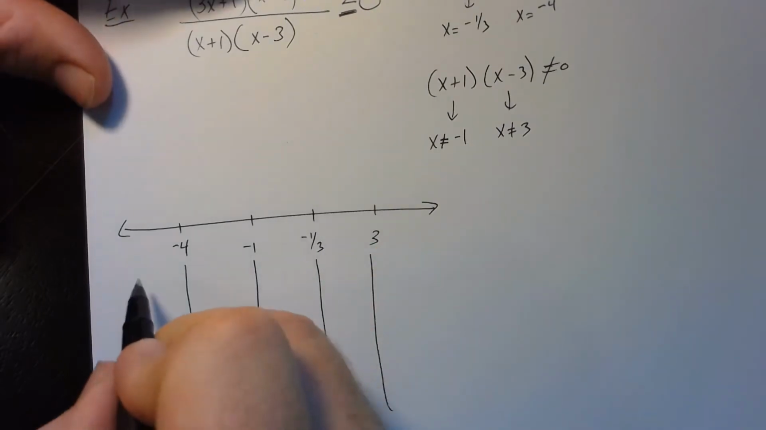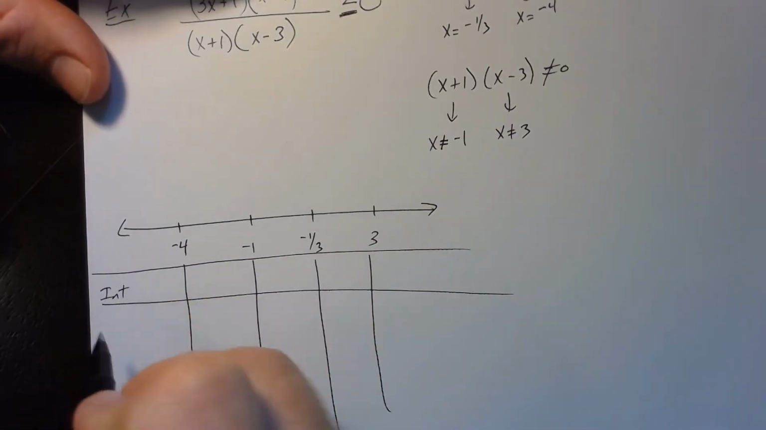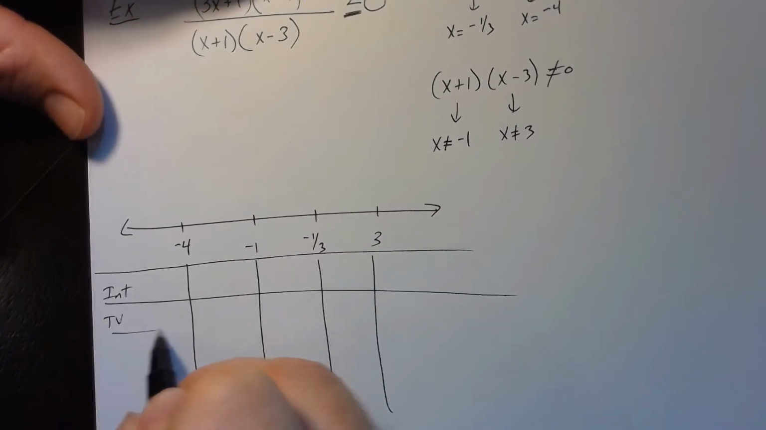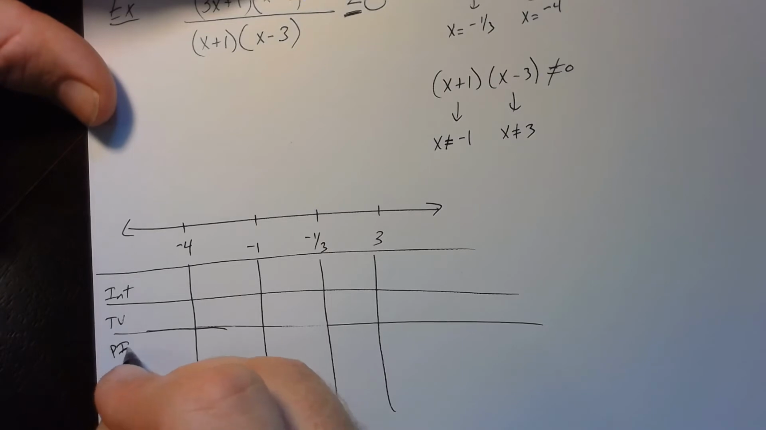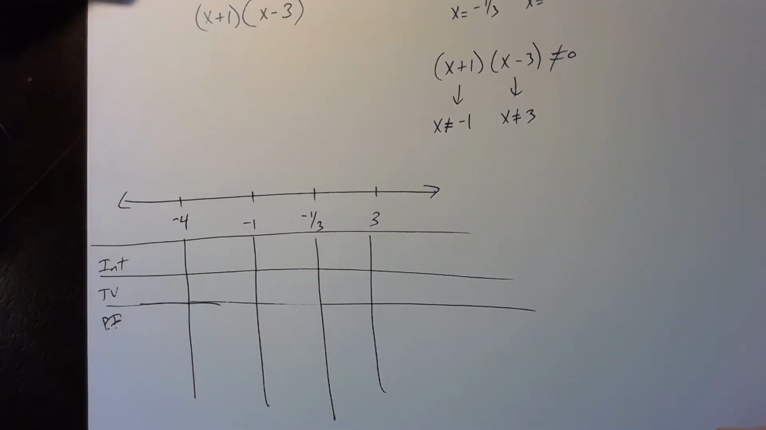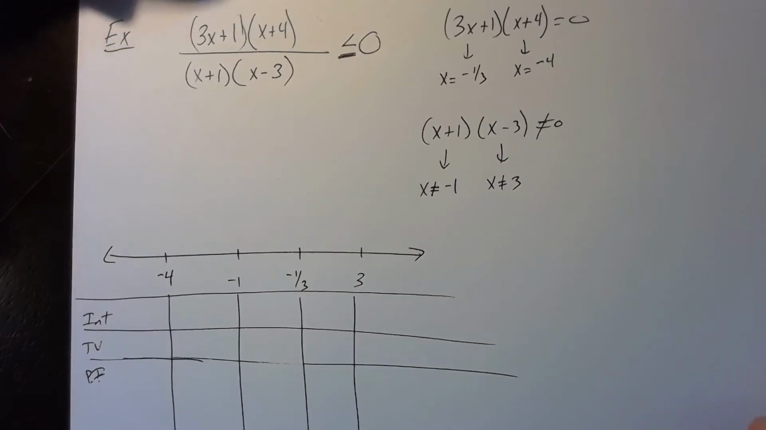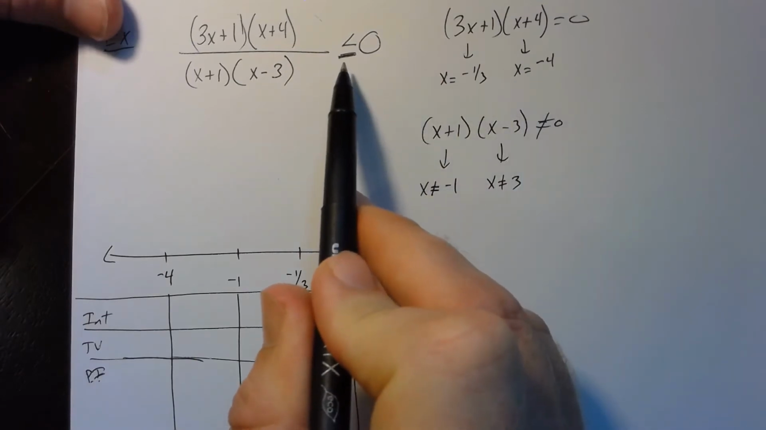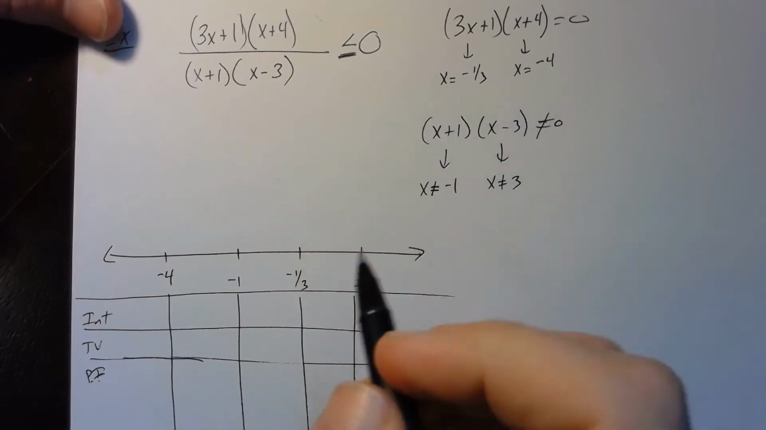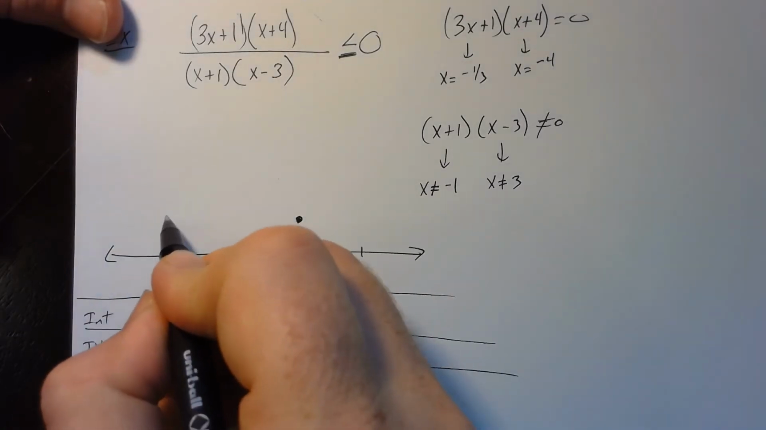I'm going to draw, again, my table, making sure that I have my section for my intervals, my section for my test values, and then finally my plug-in section. Okay? So with all that information identified, I might as well fill in what I can in terms of equivalence and not equivalence. I know that negative 1/3 and negative 4, based on this inequality symbol, can be equal. So I'm going to put hard circles on negative 1/3 and negative 4.